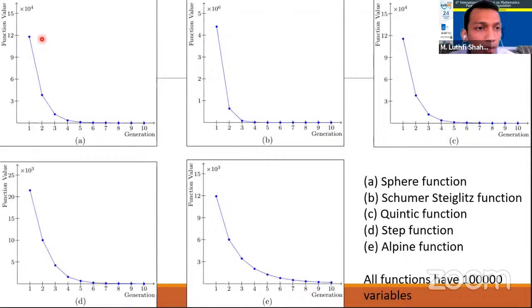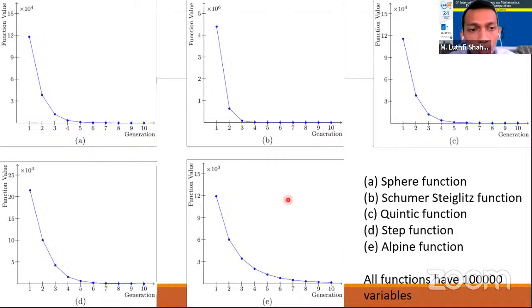And this is the best function value from the first 10 generations of our genetic algorithm. The first graph A is for the sphere function, B is for the Somers-Stiglitz function, C is for the quintic function, D is for the step function, and E is for the Alpine function.